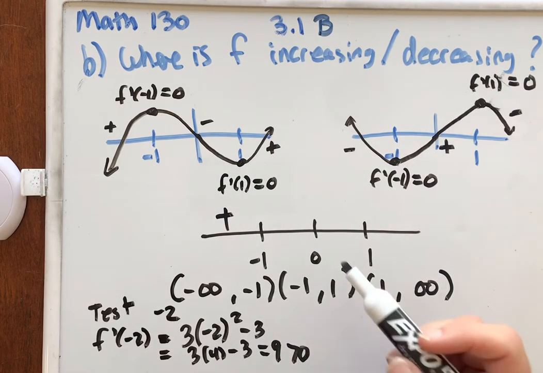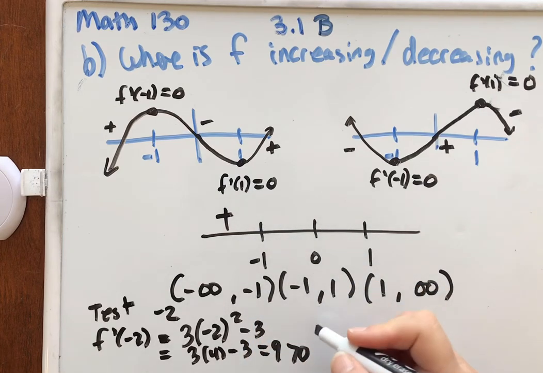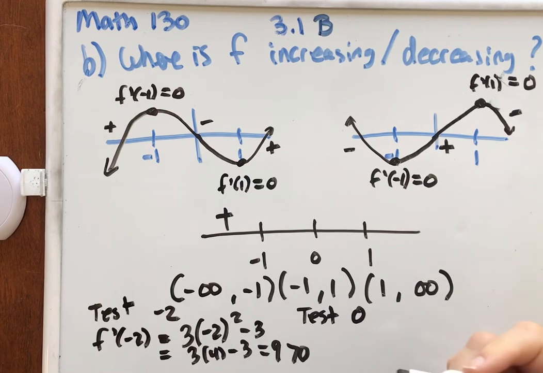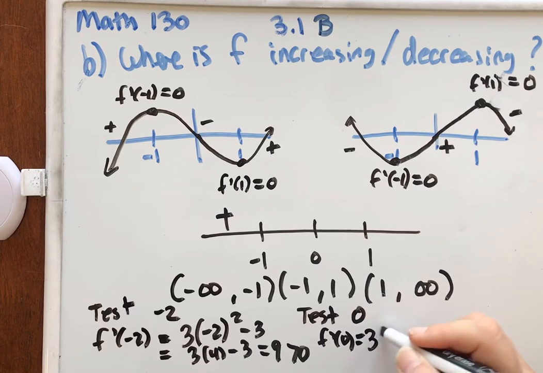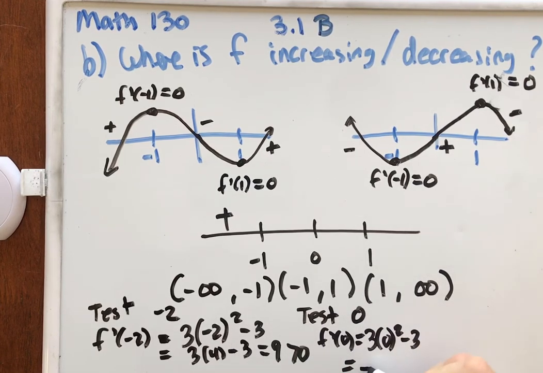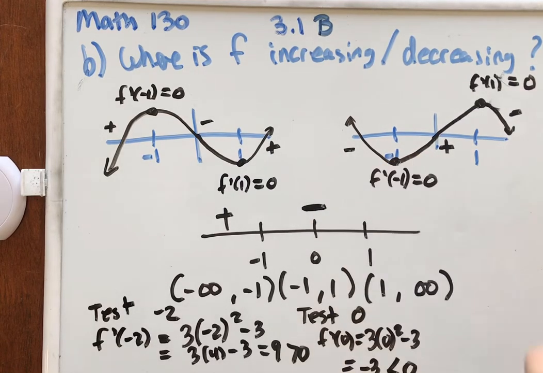Okay, now let's look in between here. Let's test x equal to 0 because that's easy. So I'm going to test x equal to 0. F prime of 0 is 3 times 0 squared minus 3, which is just -3. Now that's less than 0. So between here and here, we're going to put a negative there.